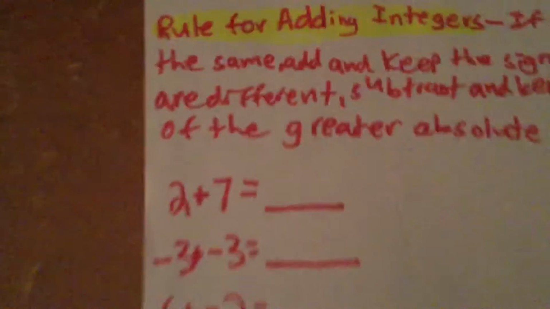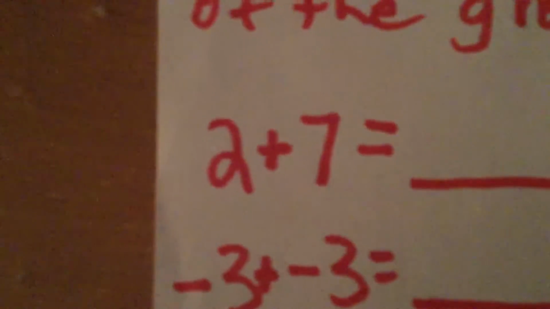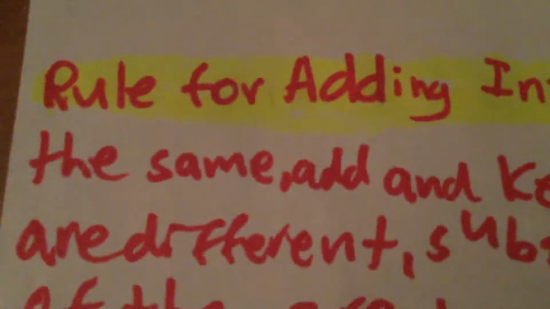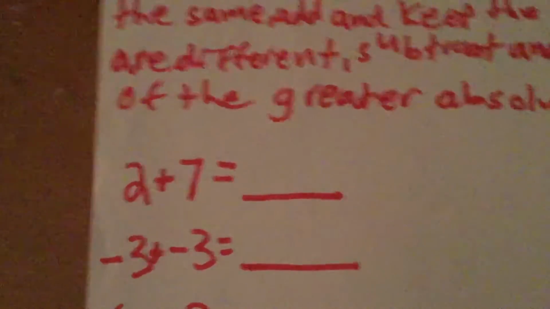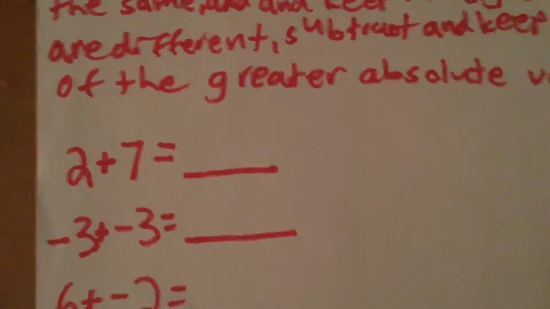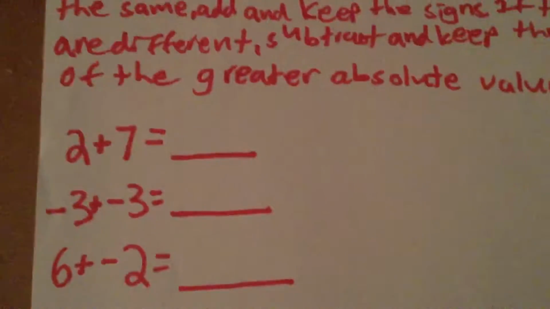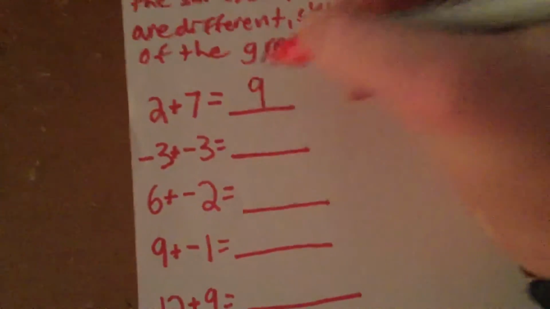So, our first example is 2 plus 7, and I know you know 2 plus 7 equals 9. But let's see if this applies to the rule. So the signs are the same, right? This is really positive 2 plus positive 7. The signs are the same, so if we add the numbers, we get 2 plus 7 equals 9, and if we keep the sign, that is positive 9, and 2 plus 7 is positive 9. We just don't say positive. So 2 plus 7 is 9.